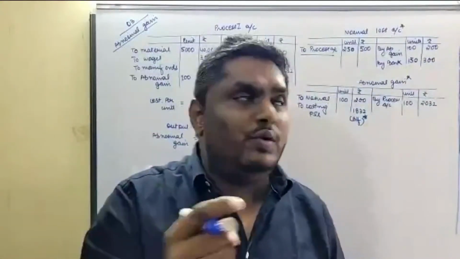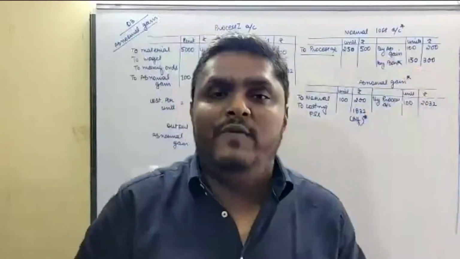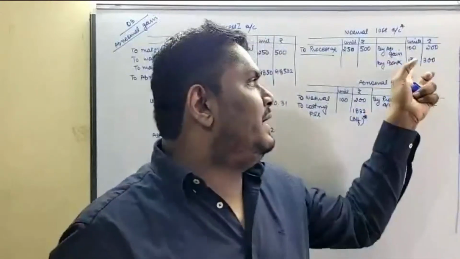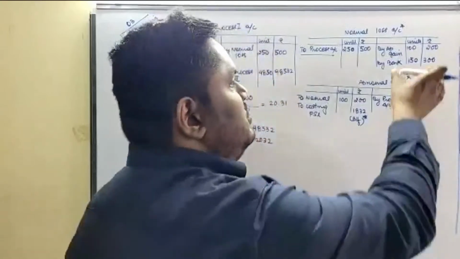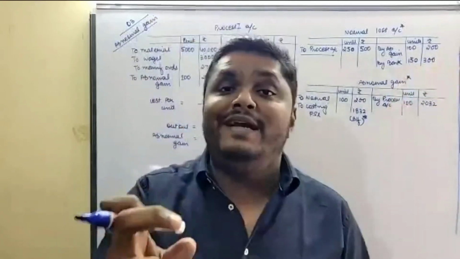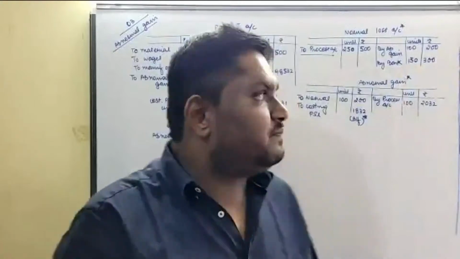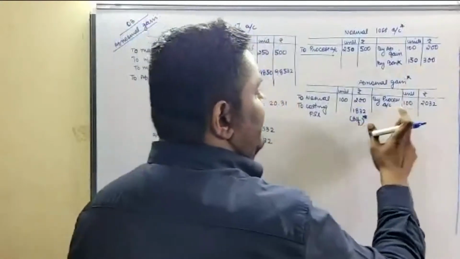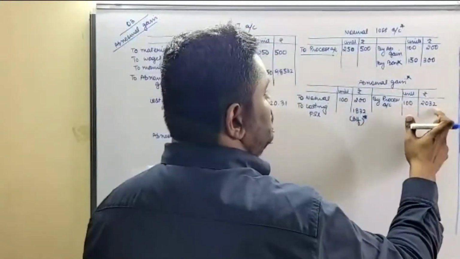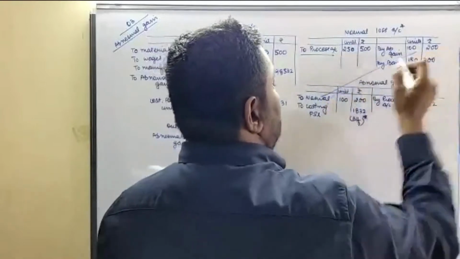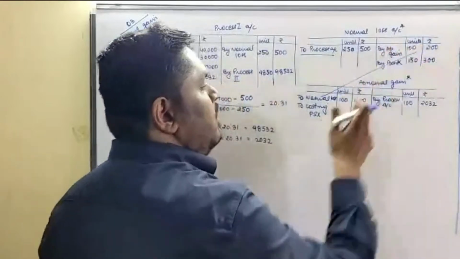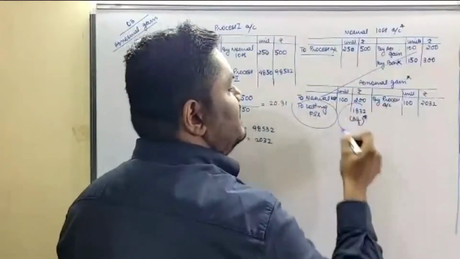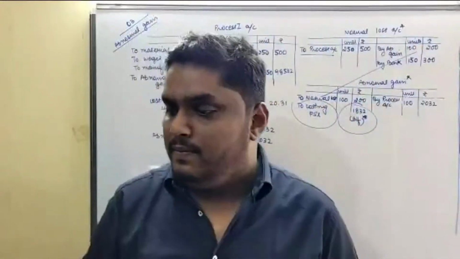It means the actual scrap is 150 units that can be sold in the market at the rate of rupees 2 per unit. So this is how we got 300. So the balance number of units will be adjusted against abnormal gain. So here our abnormal gain is of 100 units and the value is 2032. 100 units are adjusted against normal loss and the balance amount is to be transferred to costing P&L.